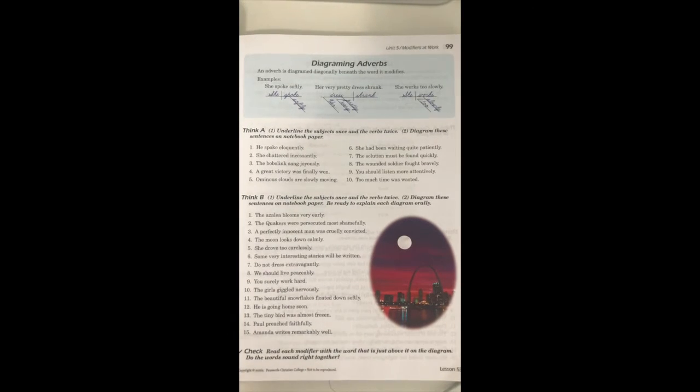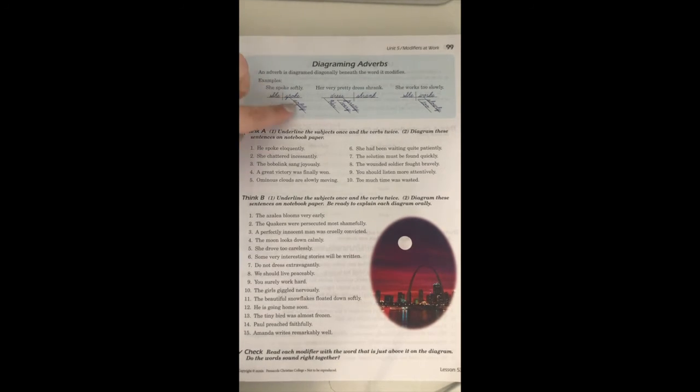And here for Thursday, we are diagramming adverbs. So sometimes you don't need notebook paper, but today you will, because you're going to be diagramming these phrases just like we've done before with adjectives, with verbs, and now adverbs. So first for Think A, you're going to underline the subjects once and the verbs twice. We've done that endless times. It's just practice. And then you're going to diagram them. So just know that it's the same exact step for every sentence, the way that you diagram. So you have your subject, your verb, and then your adverb.